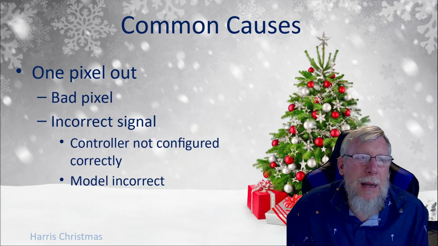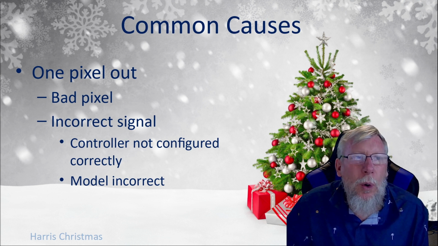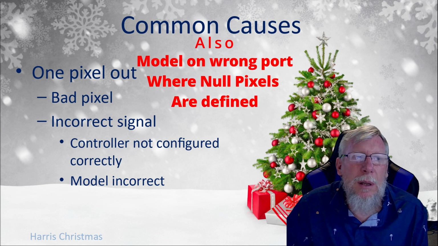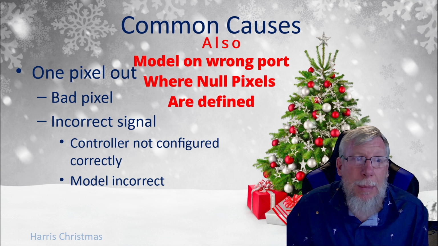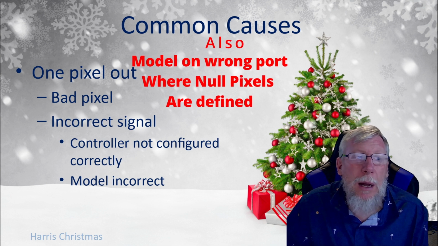So with one pixel out, it's typically a bad pixel. Or, not as common, it could be that the controller's not configured correctly. There could be a misconfiguration in the strings, or the model could be incorrect. These two are not common, but you don't want to rule them out.